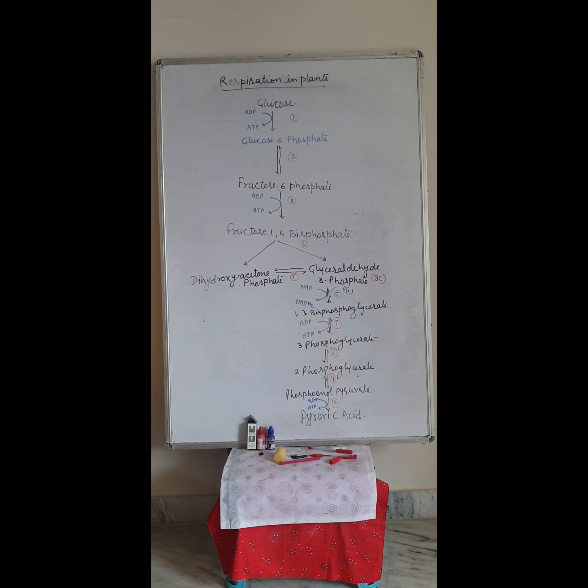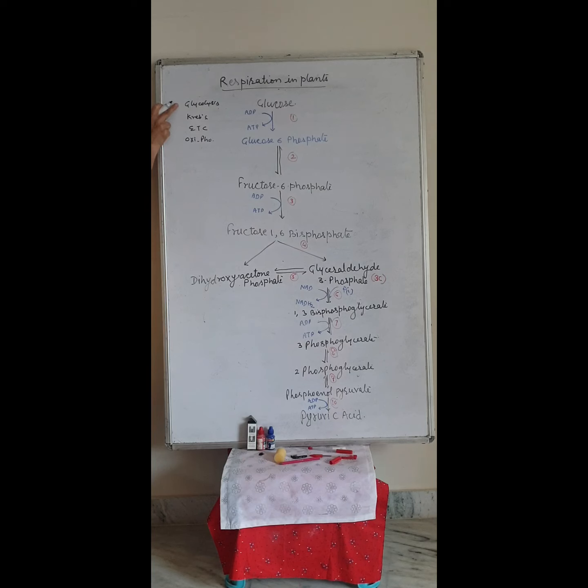In last videos, we have discussed the different steps of cellular respiration. Those steps were glycolysis, Krebs cycle, ETC, sorry, electron transport chain, and the oxidative phosphorylation. So first we are going to start the process glycolysis.